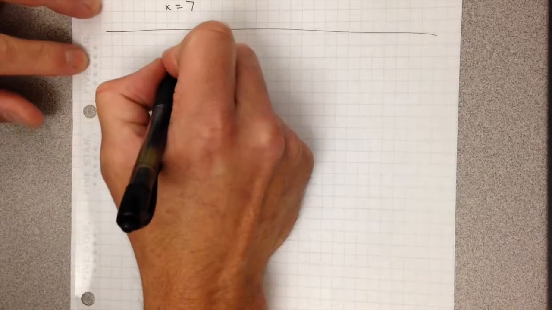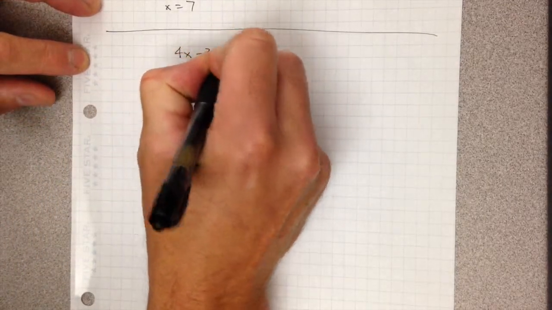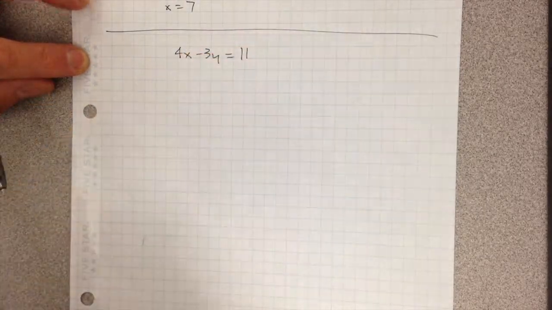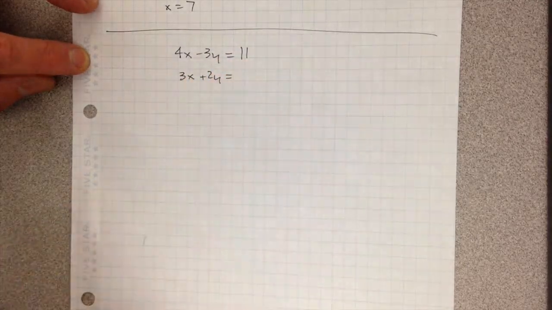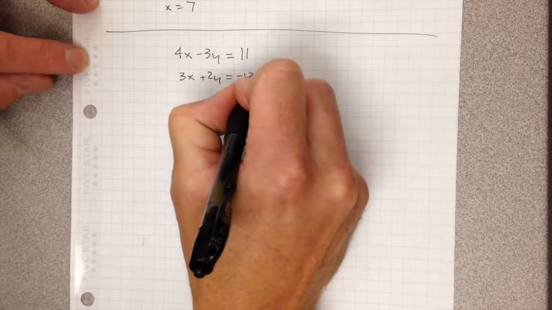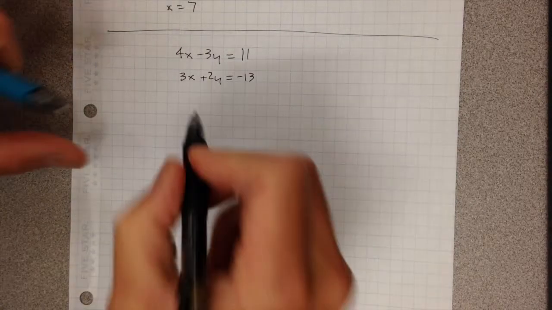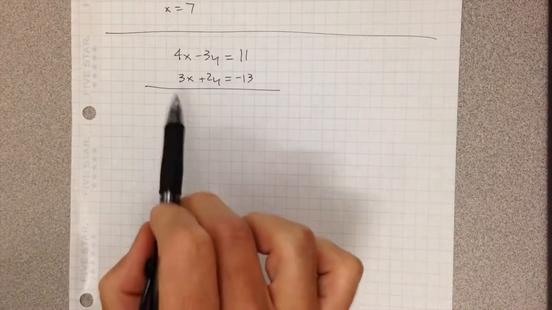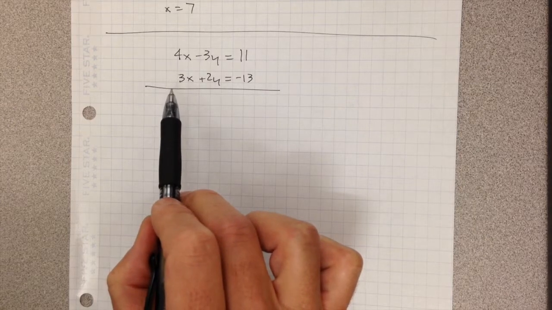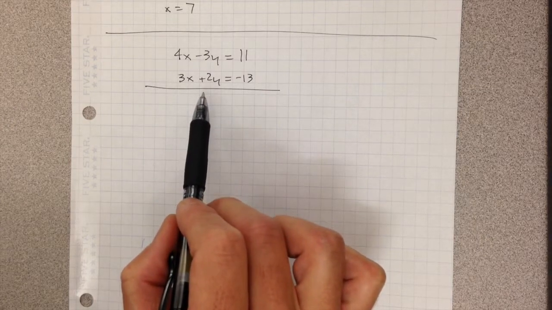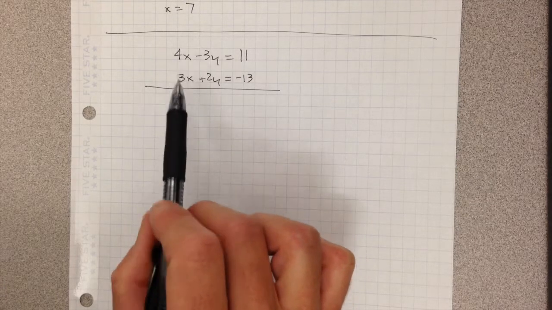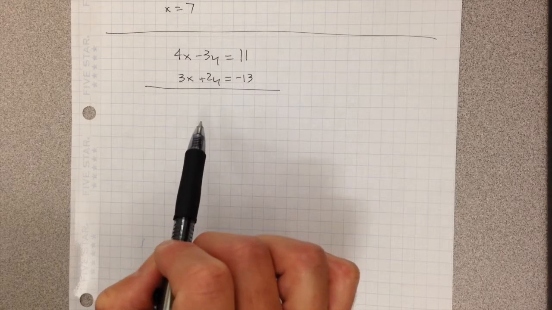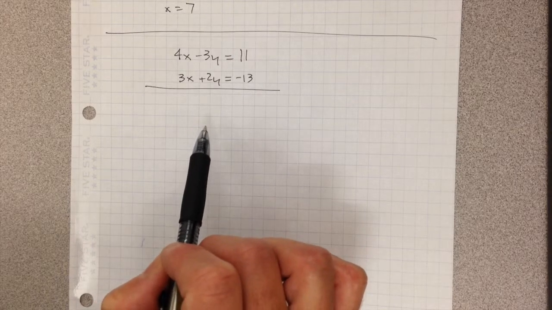All right, let's look at 4x minus 3y equals 11 and 3x plus 2y equals negative 13. Okay, so now looking at this system, I do not have opposite coefficients of the x. I do not have opposite coefficients of the y. And thinking about this, I'm going to have a tough time changing just one of these to become opposite. So, therefore, I will need to change both of my equations.